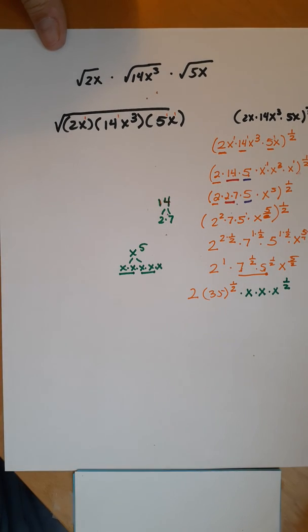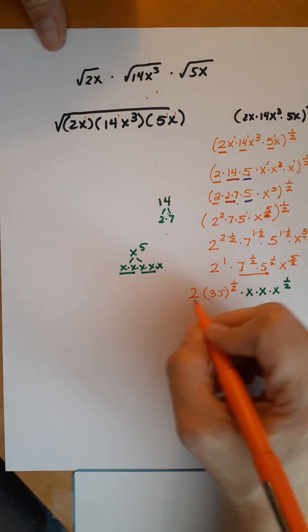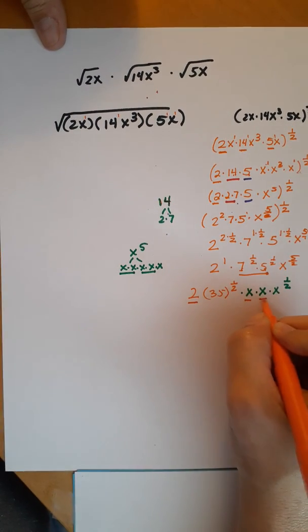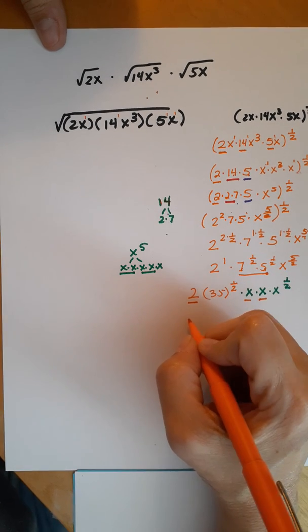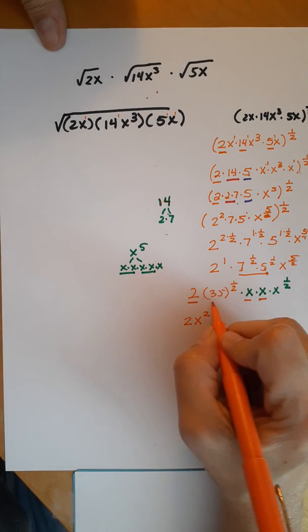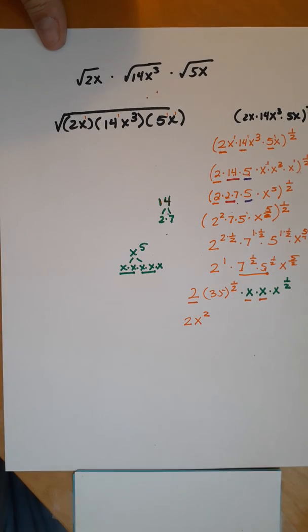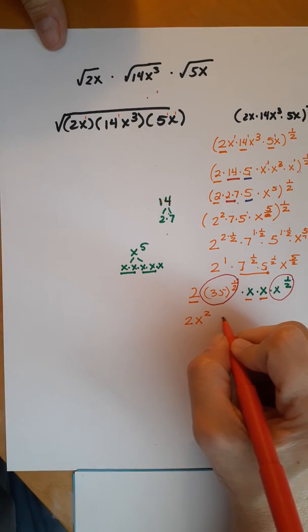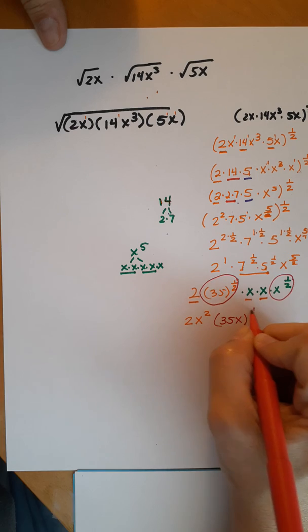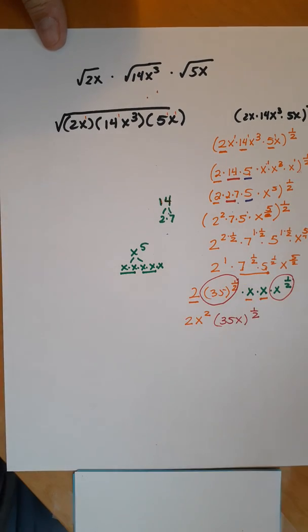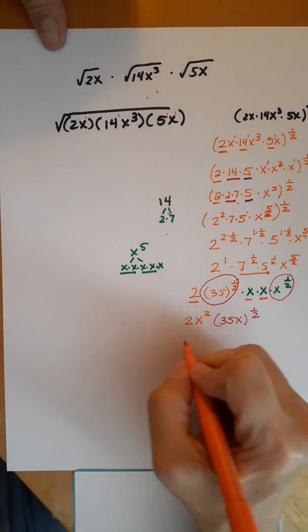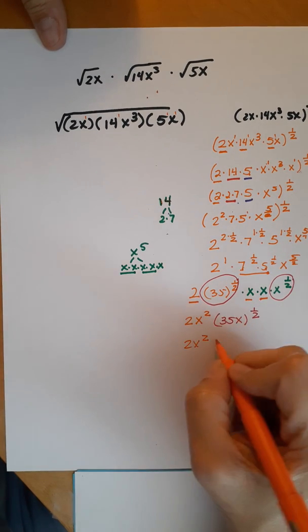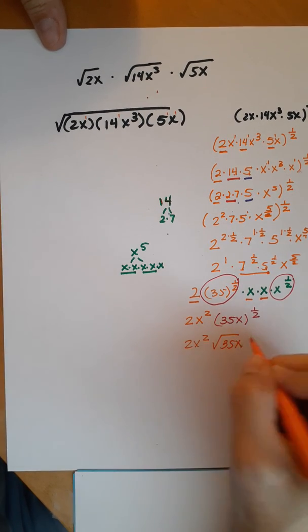So what are my 1/2s, and what has no power there? I have a 2, I have an x, and I have an x. Those are going to go in front: 2x squared. Now what am I left with under the 1/2 power? I have 35 to the 1/2 and x to the 1/2. So I'm going to write this as 35x to the 1/2. And if you want to see it as a radical, it would look something like this. Final answer: 2x squared, square root of 35x. And you're done.